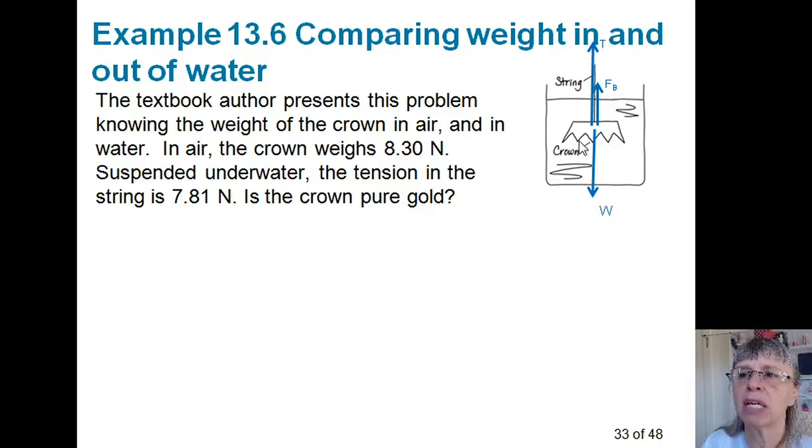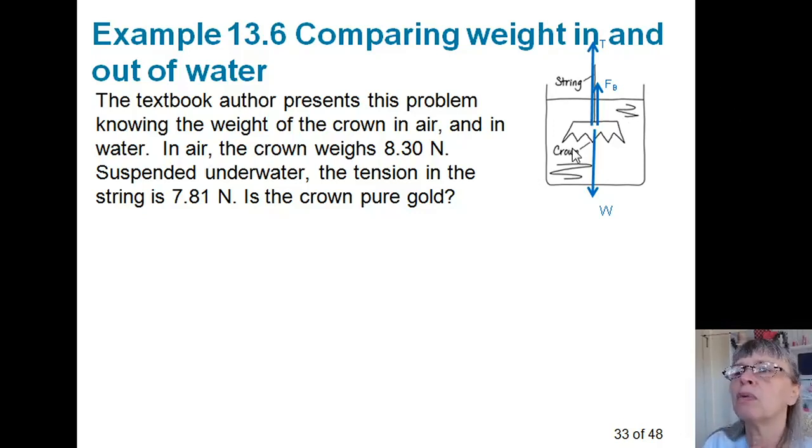And we're asked to calculate what's the density of the crown. So in air, it's just the tension and the weight. But once you put it underwater, you've got tension, the buoyant force, and the weight. And the tension in the rope is measured to be 7.81 newtons. The question is, is the crown pure gold? Now the way we're going to determine this is to determine the density of the crown itself. Because if we know its density, density is unique to gold. It's unique to every metal. Every metal has its own specific density, and we can use that to determine is it pure gold or not.